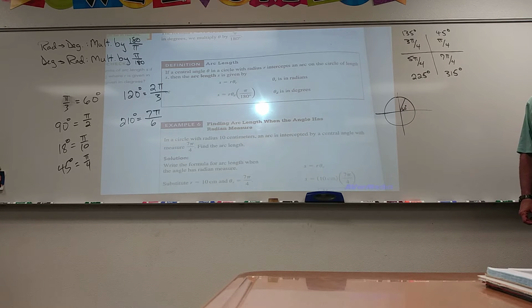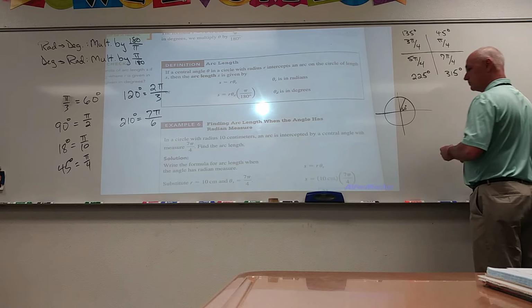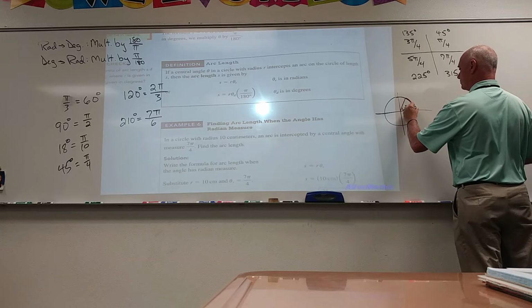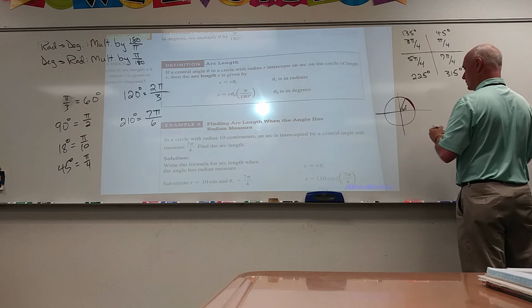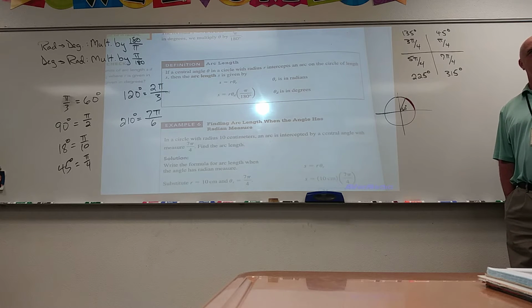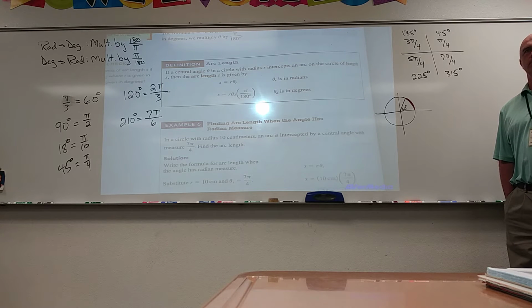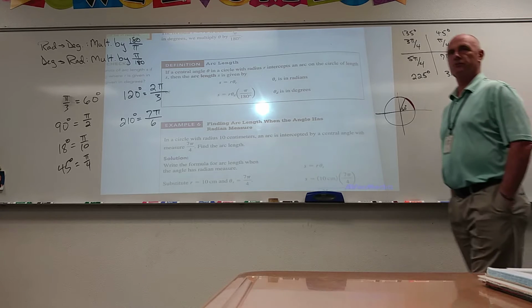So let's say that we have a circle, and we have a 60 degree angle in that circle. And my question is, what's the length of that arc on the circle? What is the length of that arc on the circle? And the answer is, we have no idea. Why don't we have any idea? We have no idea how big the circle is.